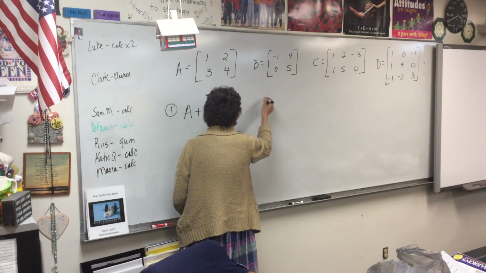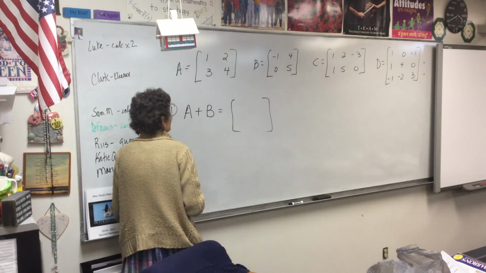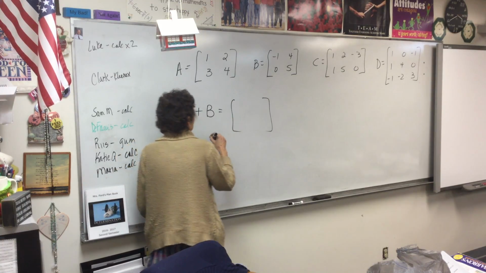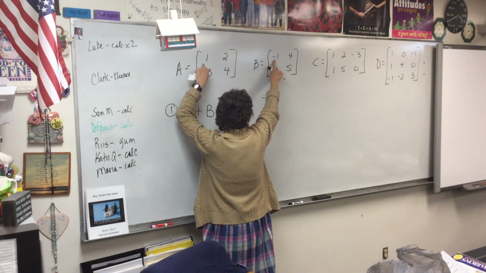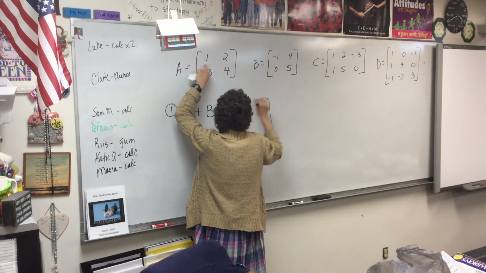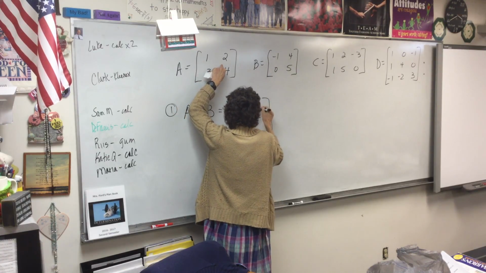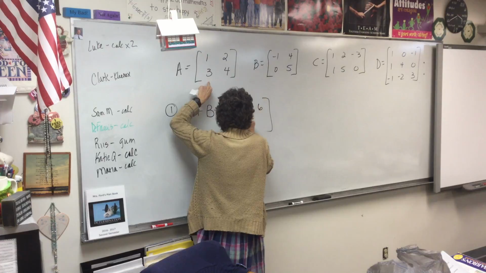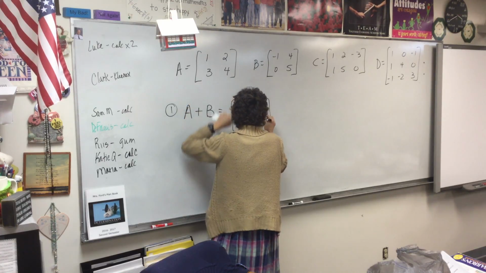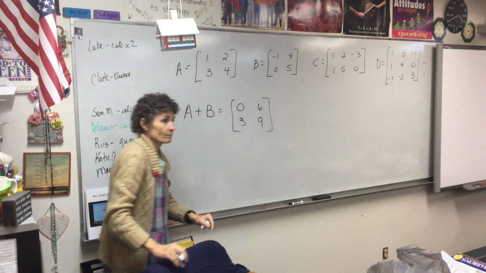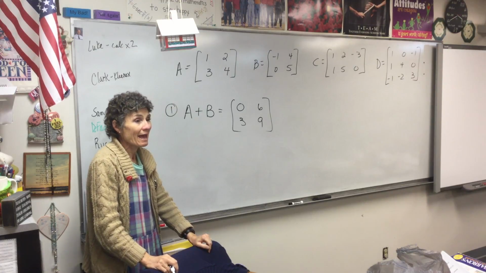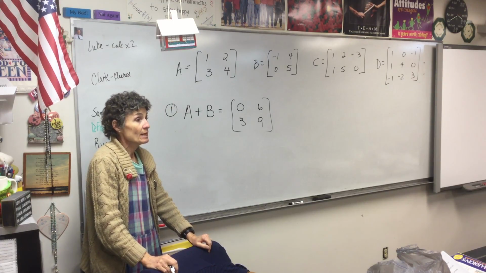You remember how to do it? Who remembers how to do it? We add these two, 0. We add these two, 6. These two, 3. These two, 9. There you go. There's your answer. That's how we add matrices.